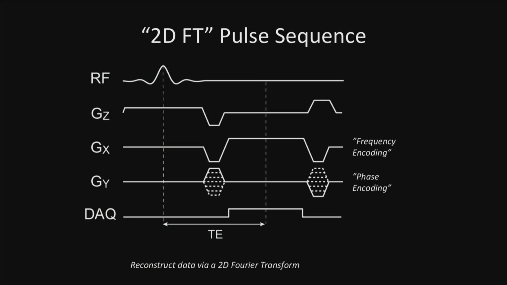Okay, so coming back to this perspective, what I've shown there is basically this part of the typical 2D MRI pulse sequence, where every TR we're stepping this phase encoding gradient, covering this 2D region in K-space. Sometimes this is referred to as a 2D FT or 2D Fourier transform pulse sequence, because we simply reconstruct this data with a 2D fast Fourier transform.